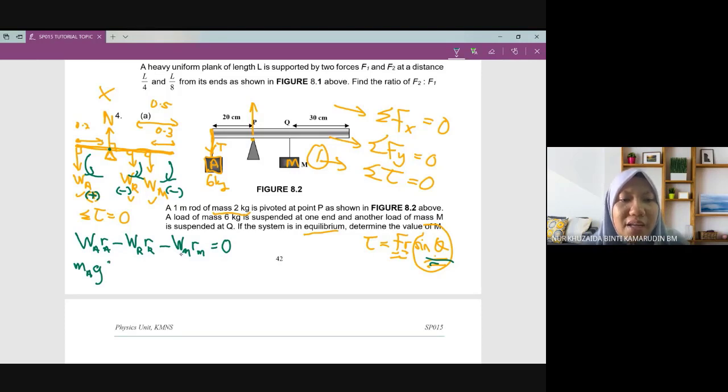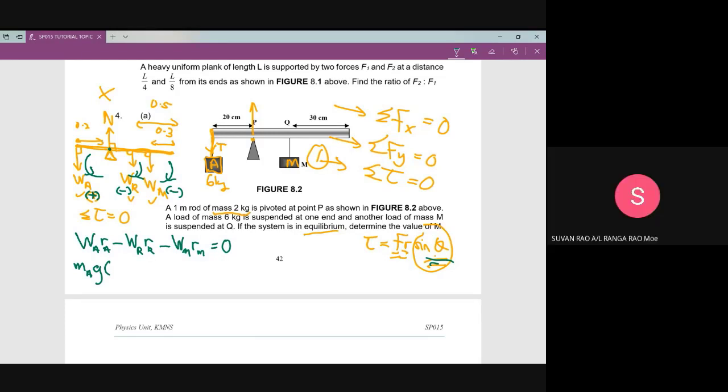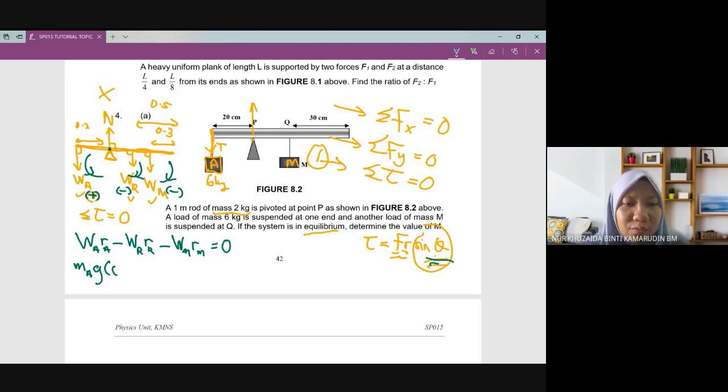Kemudian RA, what is the value of RA? 0.2 meters. Yes. Alright, remember R is the distance between force and also the pivoted point, ataupun axis of rotation. Okay, so in this case it's 0.2. And then minus with MR, kemudian times G, times with the R rod.